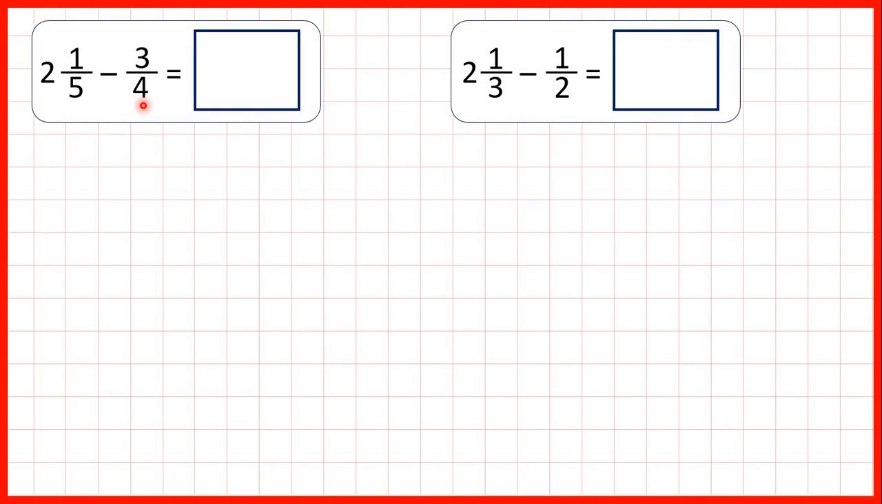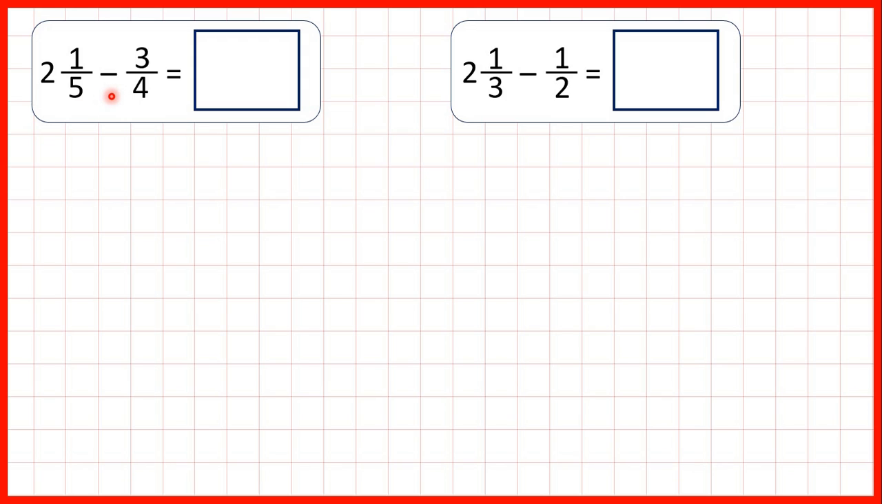Now we're subtracting a fraction from a mixed number, but this time the fraction is larger than the fraction in the mixed number. So we're going to need to exchange with our whole number in order to subtract the fraction. So first we have 2 1/5 minus 3/4. But to subtract fractions, the denominators need to be the same.